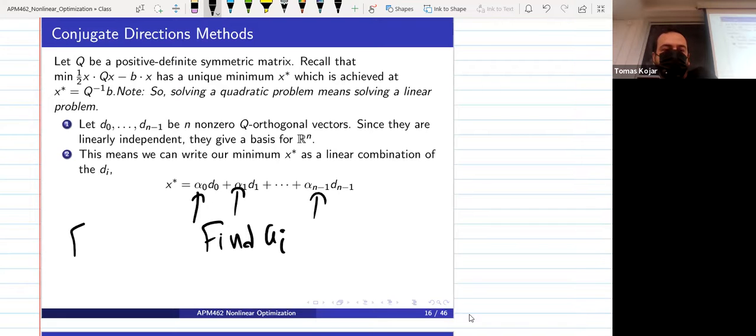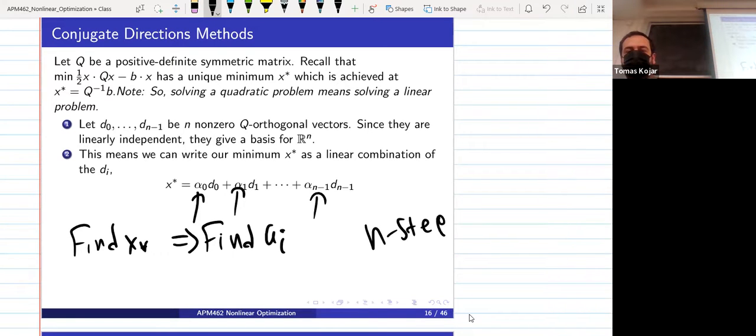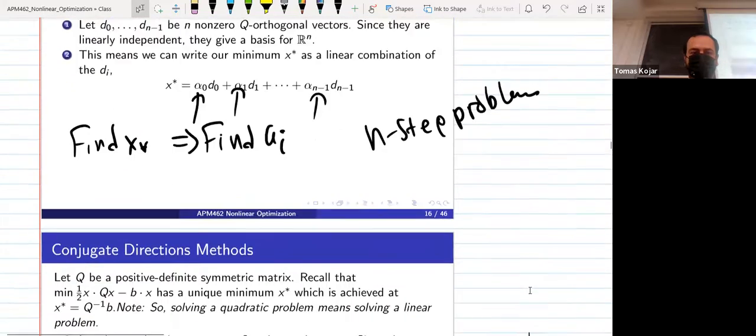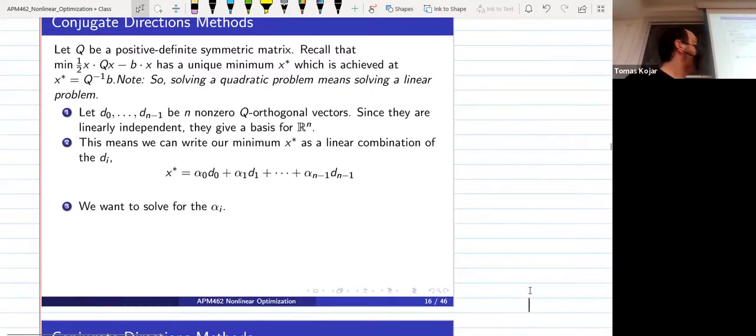So finding x star gets reduced to finding the coefficients. And this is an n-step problem. This is way easier than what we did with gradients, where you had to explore the whole landscape. Here, you just have to find the coefficients, and that will be it. So we want to find the a_i.